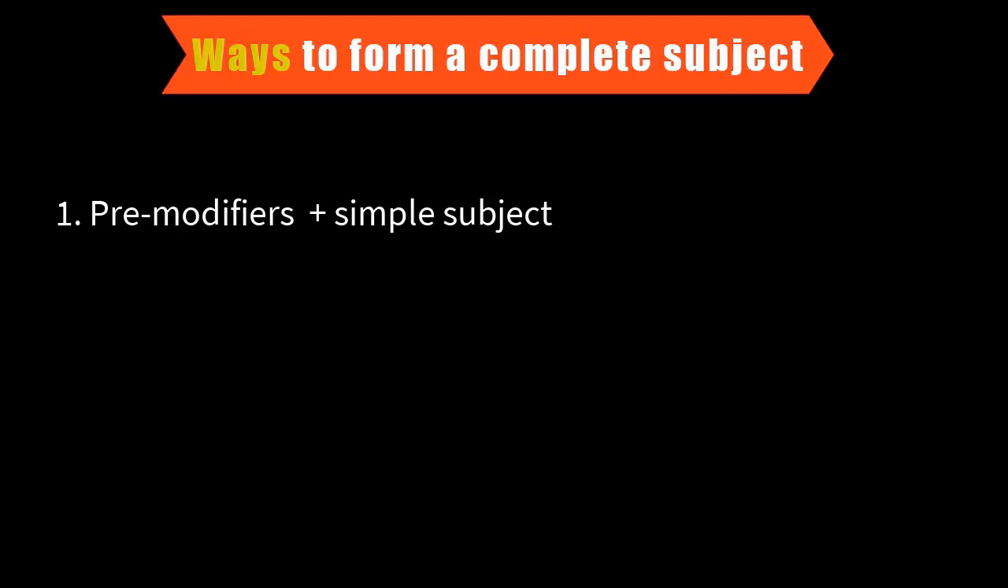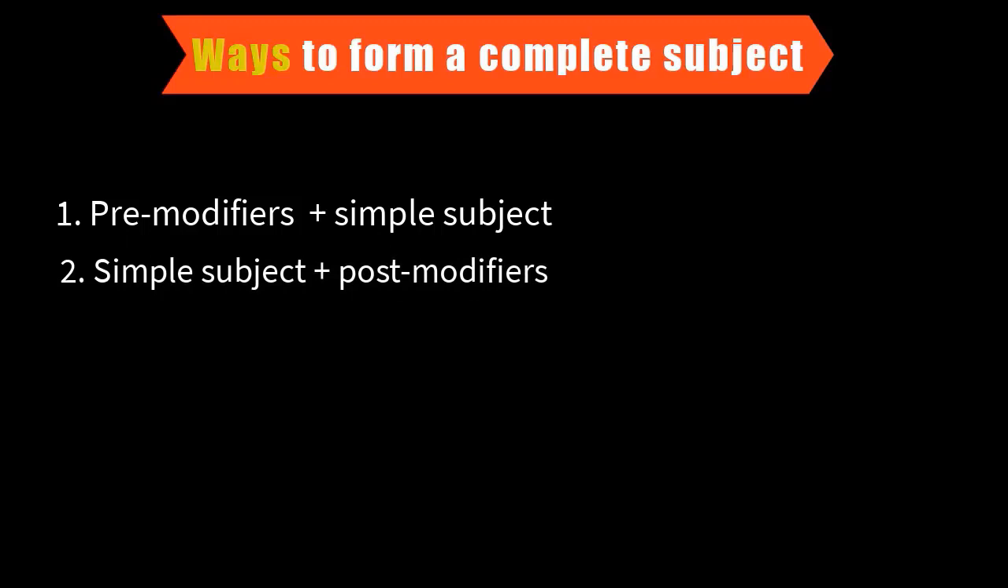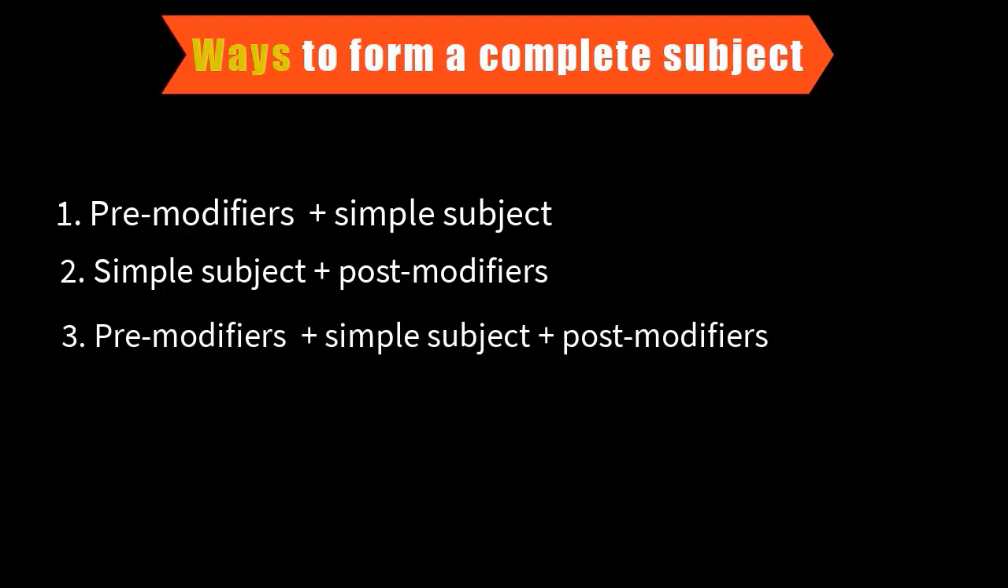Now the question is, how can you form a complete subject? There are three ways to form a complete subject. Number one, using a pre-modifier plus the simple subject. Number two, using a simple subject plus a post-modifier. Number three, using both a pre-modifier, then the simple subject, and then a post-modifier. Now the question is, what is a pre-modifier? What is a post-modifier? Let's get to know them.